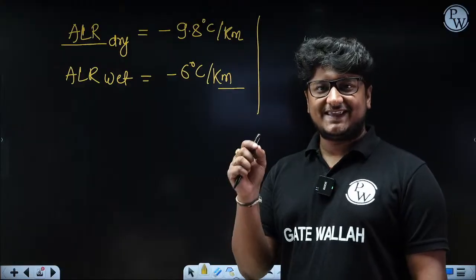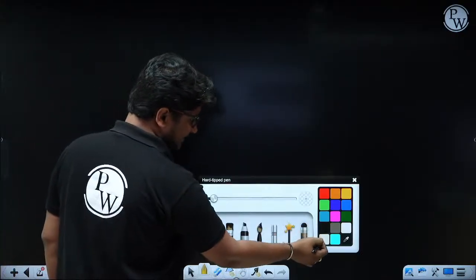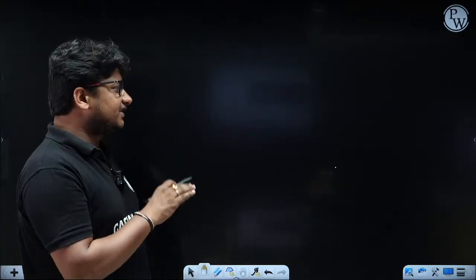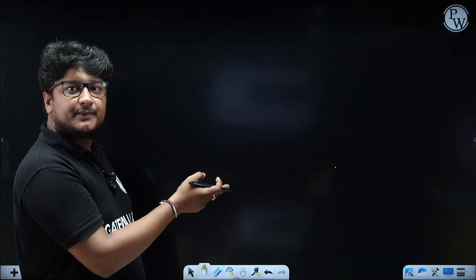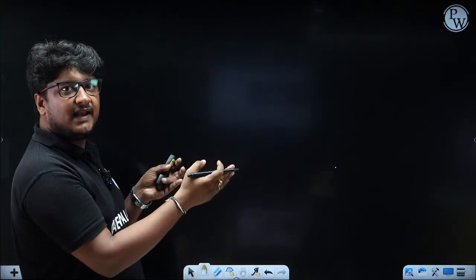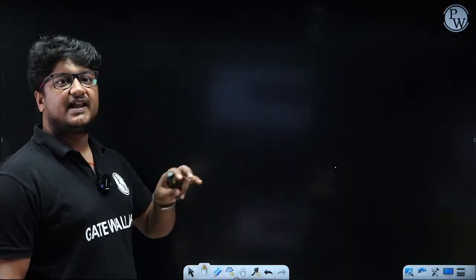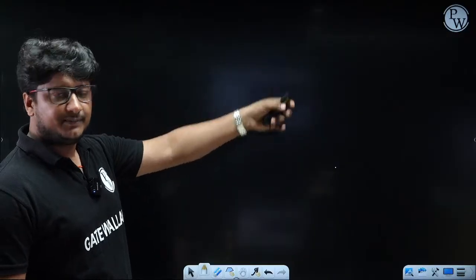Now, based on this ELR and ALR, we have developed 3 conditions, which we can revise quickly. Our topic for today is plume behavior. But to understand plume behavior, you need to understand ELR and ALR. Once you understand ELR and ALR, you have to understand the next 3 cases which are possible based on ELR and ALR values. And then we'll go for the plume behavior discussion that we have decided for today.